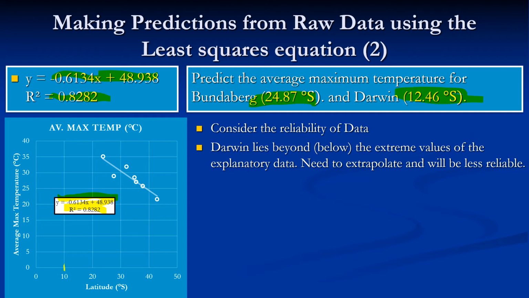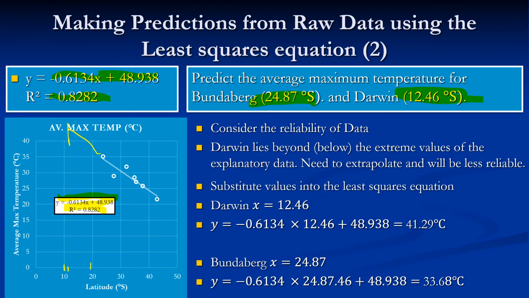So if that's 10, and that's 20, it's got to be there. We need to continue this line up here somewhere. There we go. So it's going to be up there somewhere, about 40 degrees by the looks. So let's just extrapolate this, and we'll note that it's going to be less reliable.